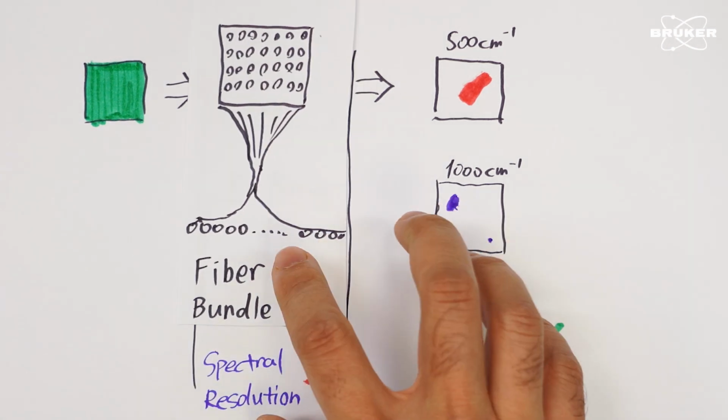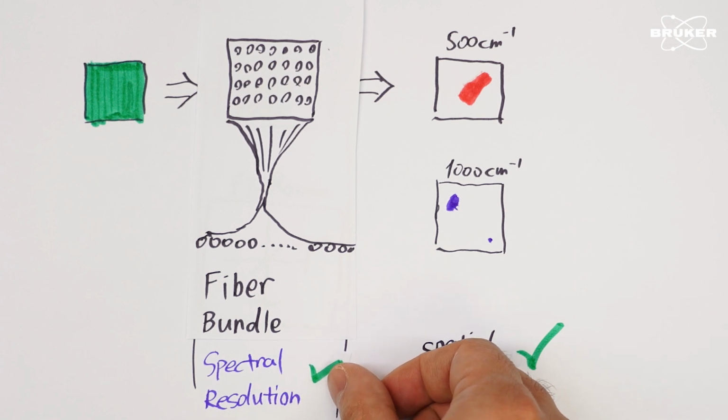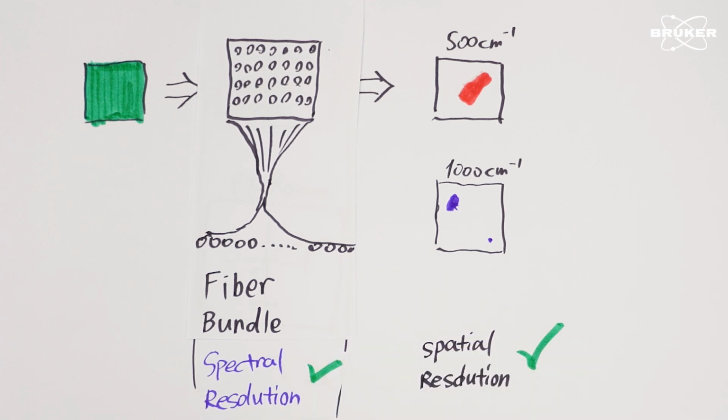Collecting Raman signals with a fiber bundle is also possible while maintaining spectral resolution using a dispersive spectrometer. However, this method sacrifices spatial resolution due to the design limitations of the fiber bundle.